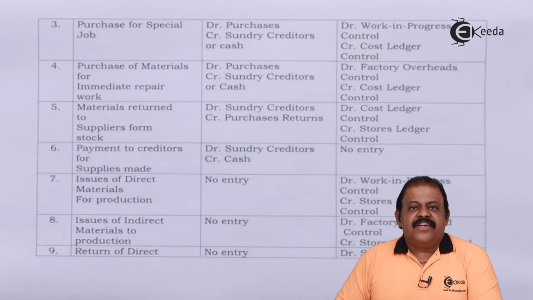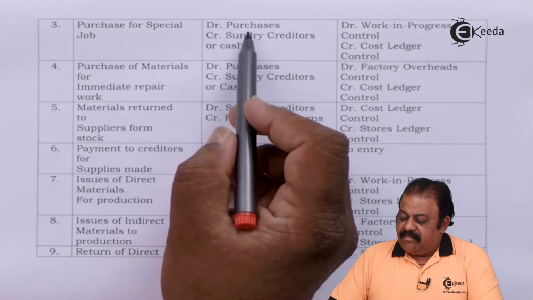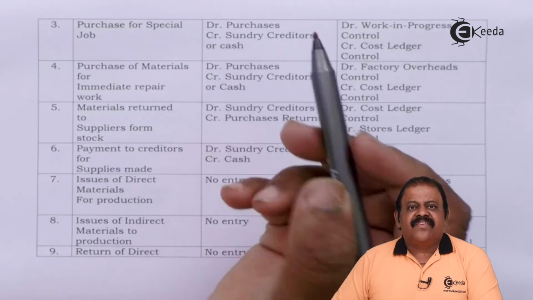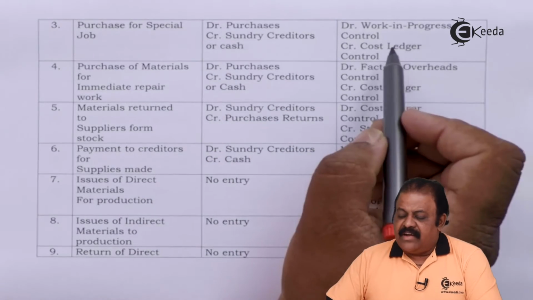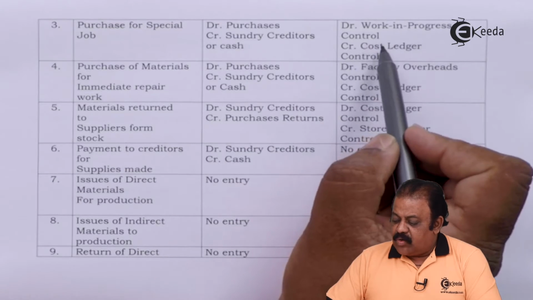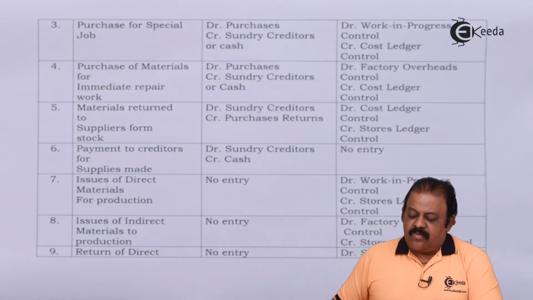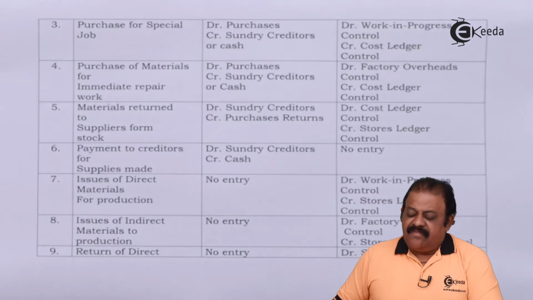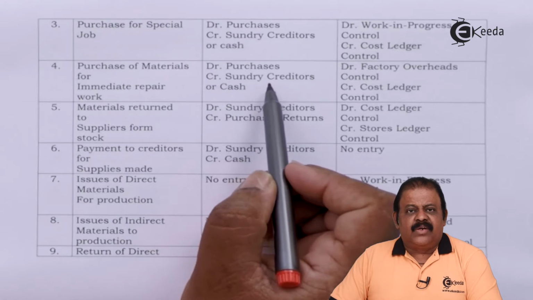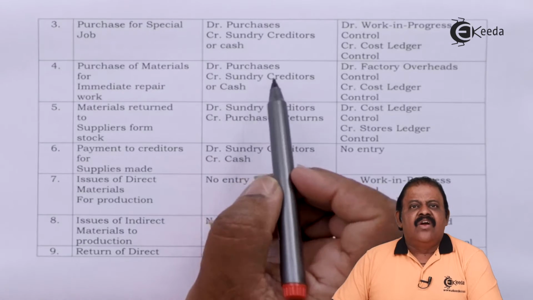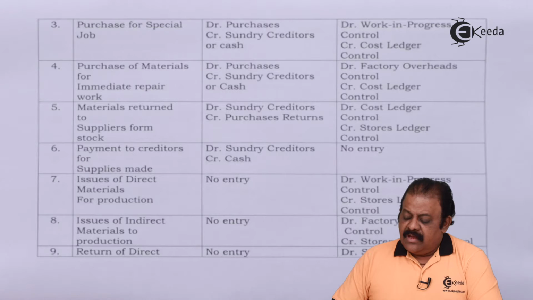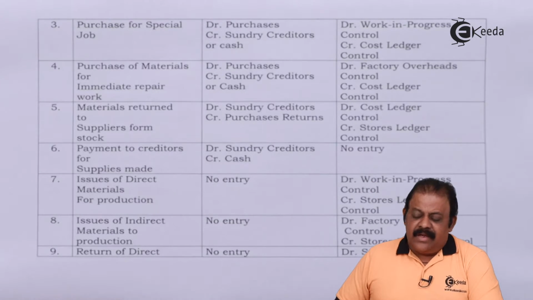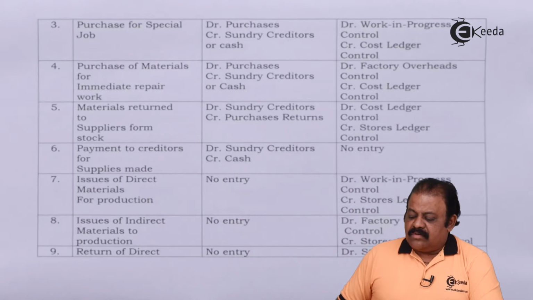Purchase of material for special job. In financial book, our entry will be purchases account debit to sundry creditors if credit, or to cash if cash is paid. In cost ledger, our entry will be work in progress control account debit to cost ledger control account. Purchase of material for immediate repair work. In financial book, entry will be purchases account debit to sundry creditors if purchase on credit, or cash if it is cash paid. In cost record, it will be treated as factory overhead. So factory overheads control account debit to cost ledger control account.